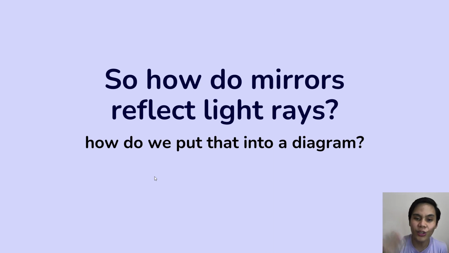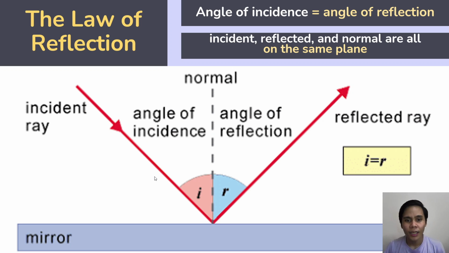So how do mirrors themselves reflect light rays? How do we put that into a diagram? So we have what we call the law of reflection. So in the law of reflection, we have different types of rays. We have the incident ray, which is the ray that is coming towards the mirror, and the reflected ray, which of course is the ray that shows the reflection of light.